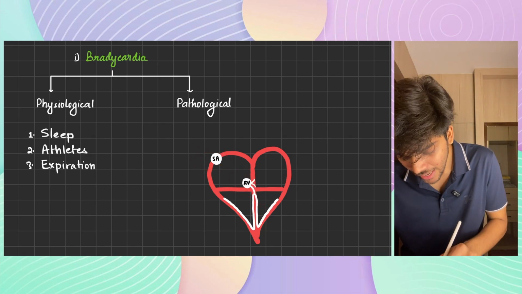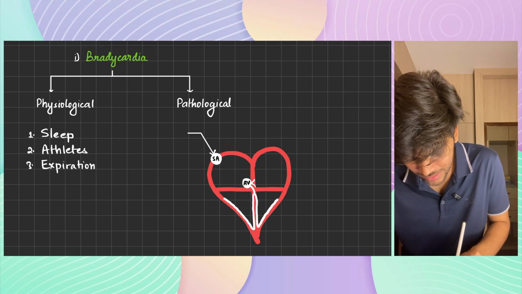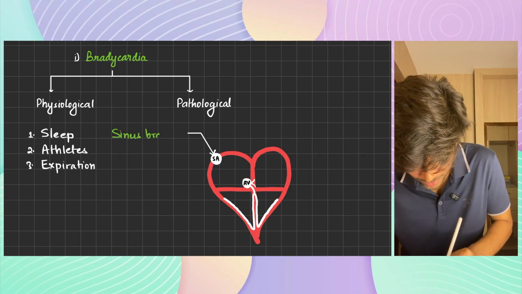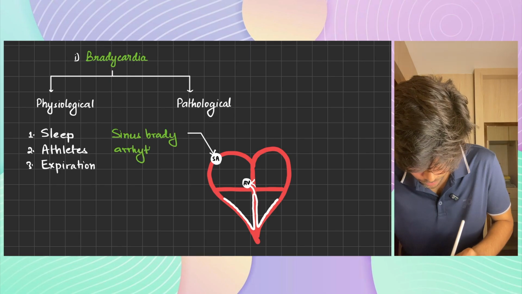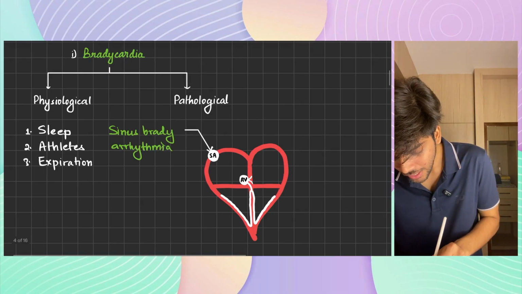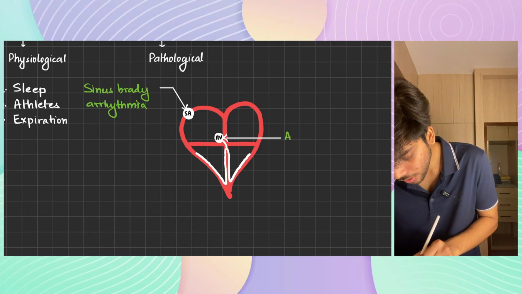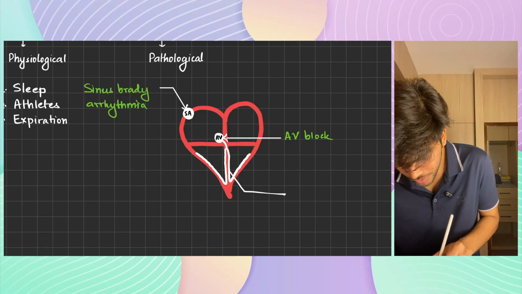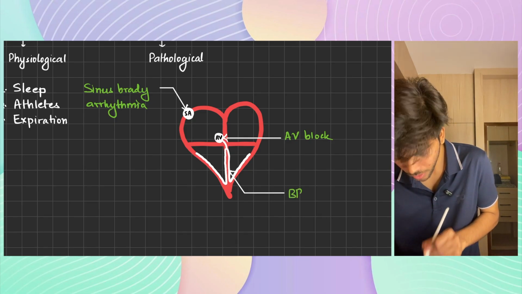At the level of SA node, you get sinus bradyarrhythmia. At the level of AV node, you get AV block. And at the level of bundle branch, you get bundle branch block.